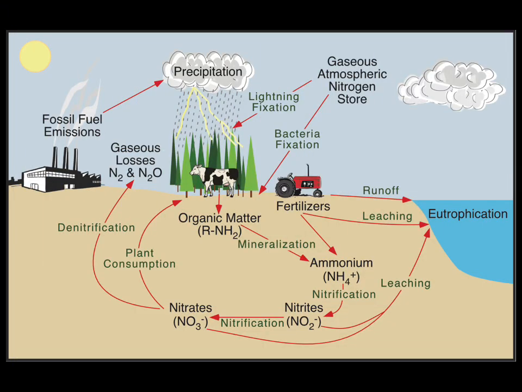So we've just talked about the center part of this diagram. See the cow? It's releasing organic matter, and through mineralization, that's converted into ammonium. That process then needs other processes to convert the nitrogen into nitrates, which is the form that can be used by plants. And we'll talk about that in a minute.